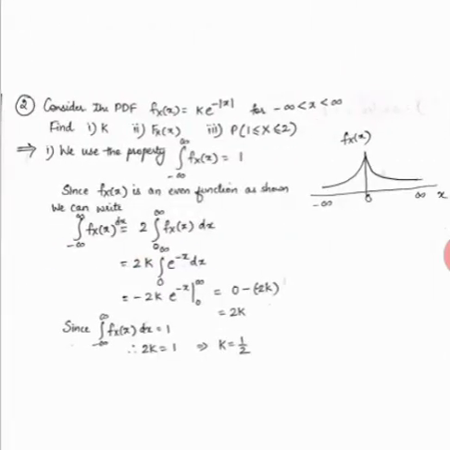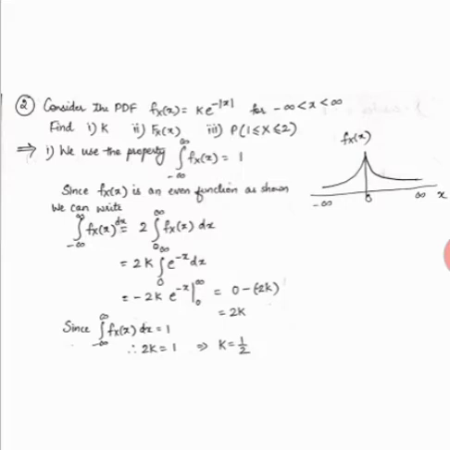Okay, second numerical. Consider the probability density function, in this particular case given as small fx of x equal to k e raised to minus modulus of x, with x taking on values anything from minus infinity to infinity. We need to calculate k, fx of x, that is the CDF, and the third thing that we need to calculate is the probability that the random variable x takes on values between 1 to 2, that is 1 less than or equal to x less than or equal to 2. Okay, so first thing, to calculate the value of k, always use the property that the integral from minus infinity to infinity of fx of x is equal to 1.